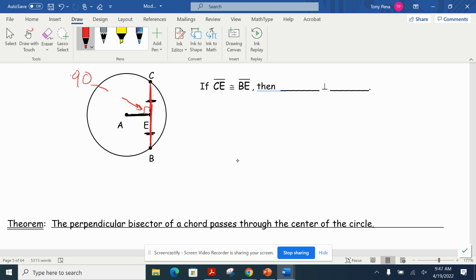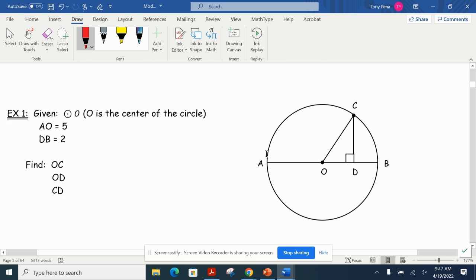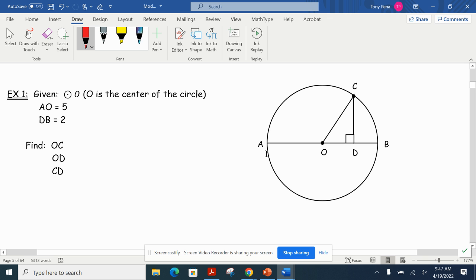So that's what this is doing right here. It's perpendicular and it's bisecting the chord. The only way that could possibly happen is if it goes through the center of that circle, okay? So those are some of our theorems. We're now going to use those to answer these questions. So go to example number 1.